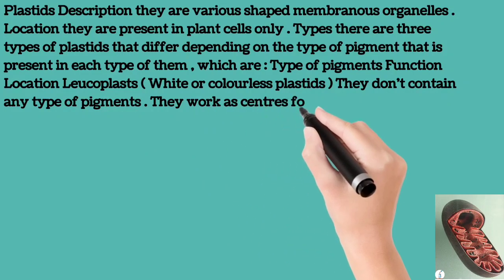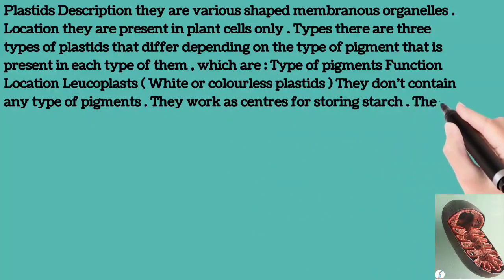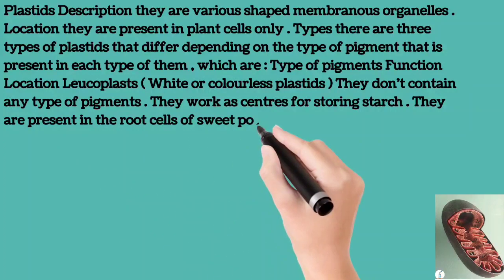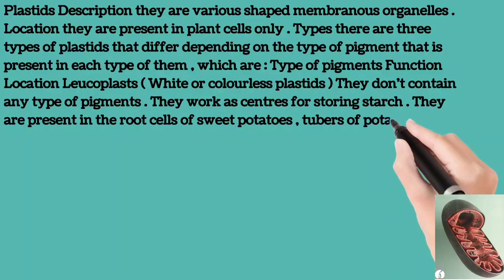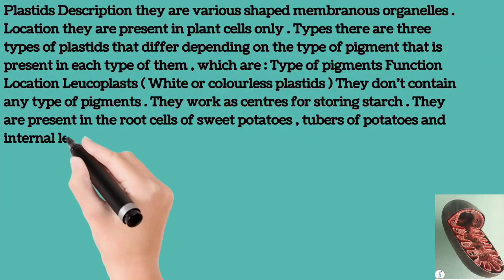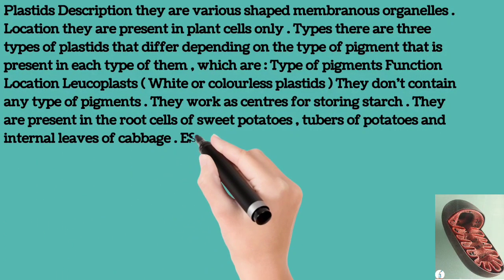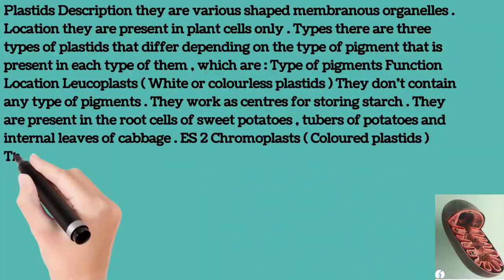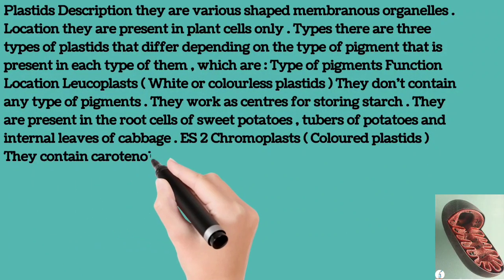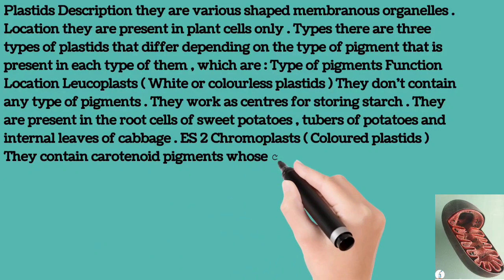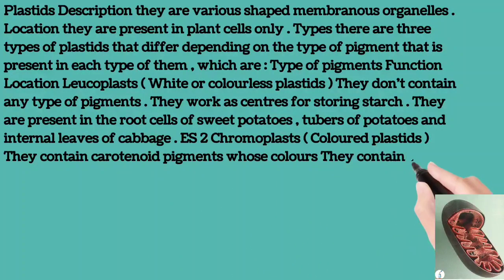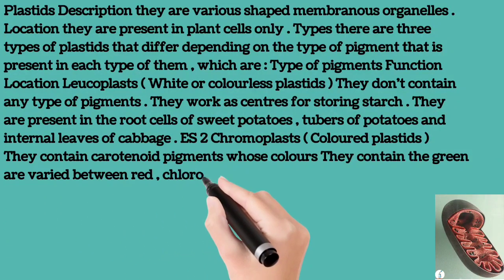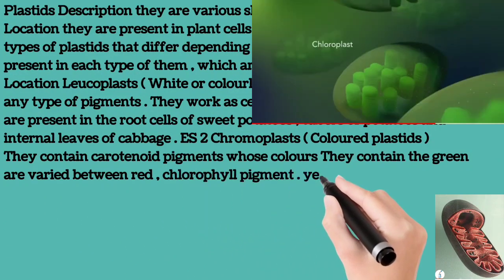Chromoplasts, colored plastids. They contain carotenoid pigments whose colors vary between red, yellow and orange. They give the plant or its parts a characteristic color. They are present in the roots of some plants such as carrots, and also found extensively in the petals of flowers and fruits like tomatoes.